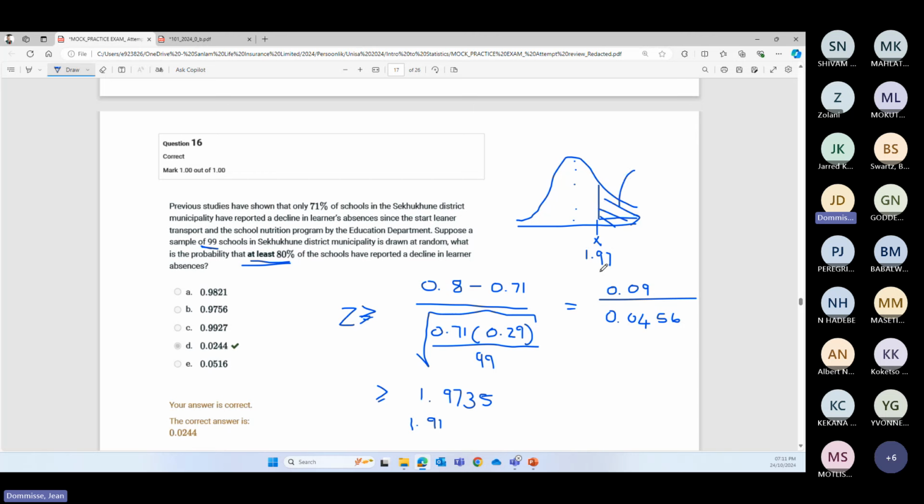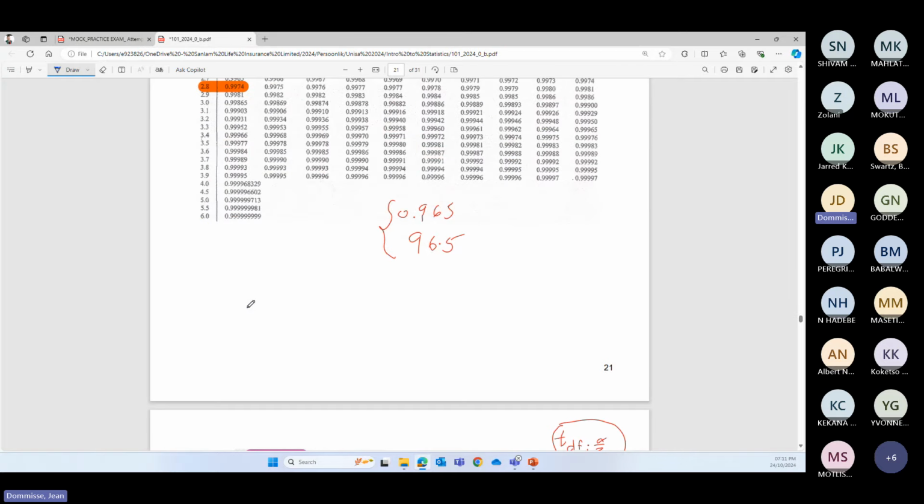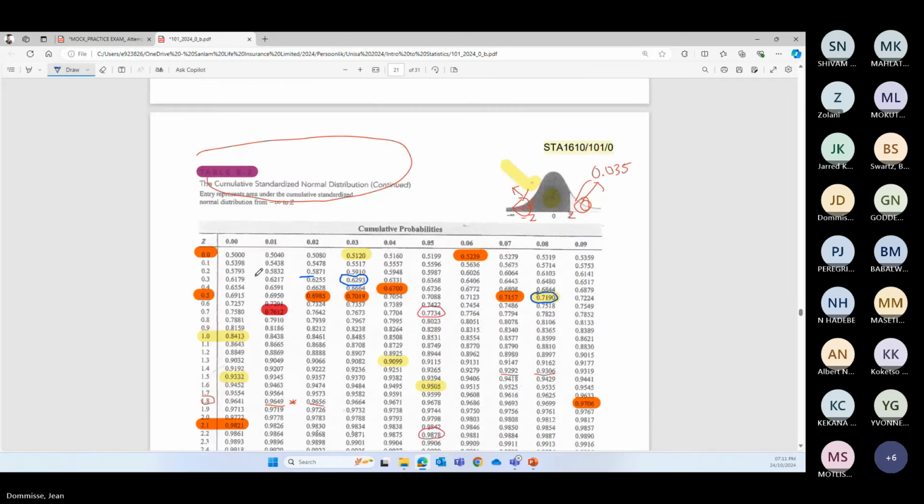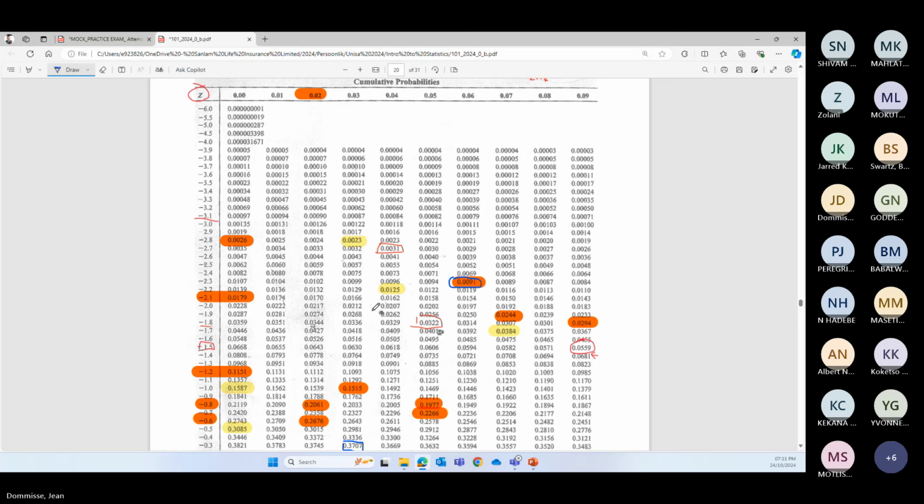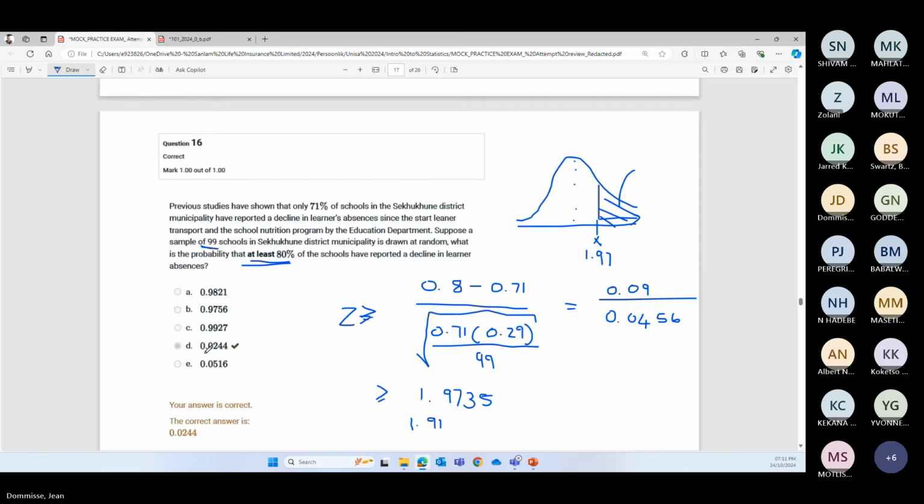So go to the negative table, that gives you the minus 1.97. So minus 1.9, and then the 0.0244. Somehow we had it before. Okay, so somehow, again, we probably did it in one of our assignment preps.